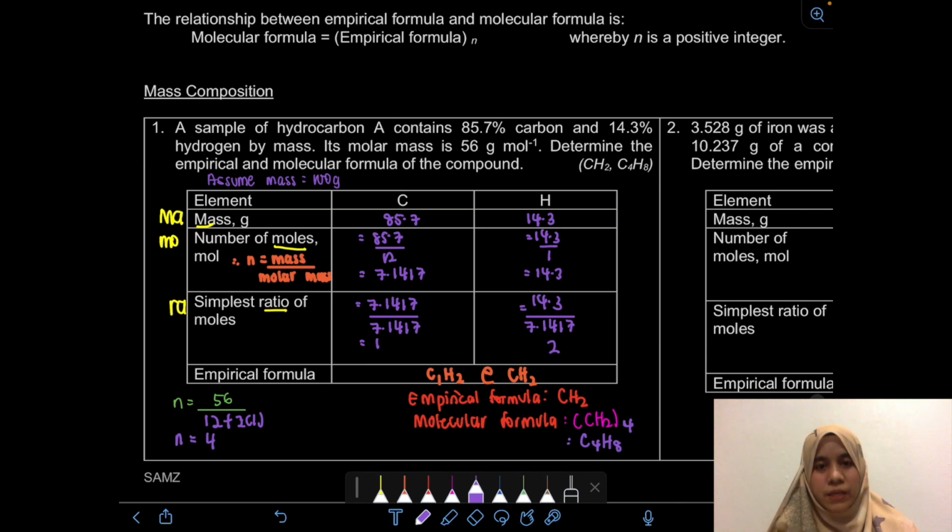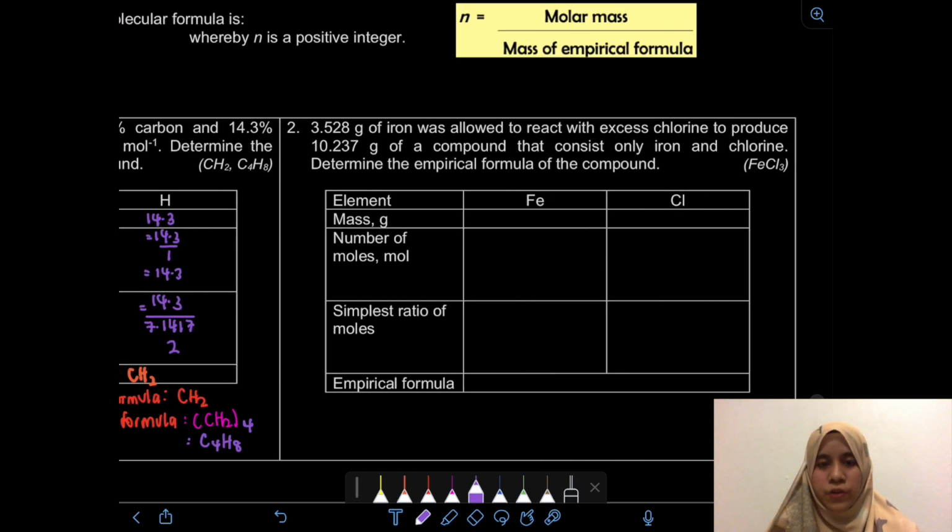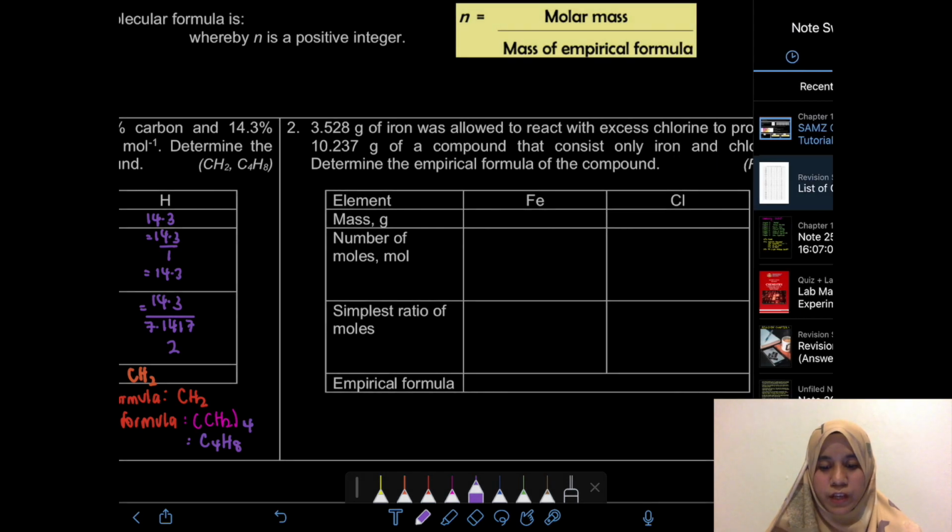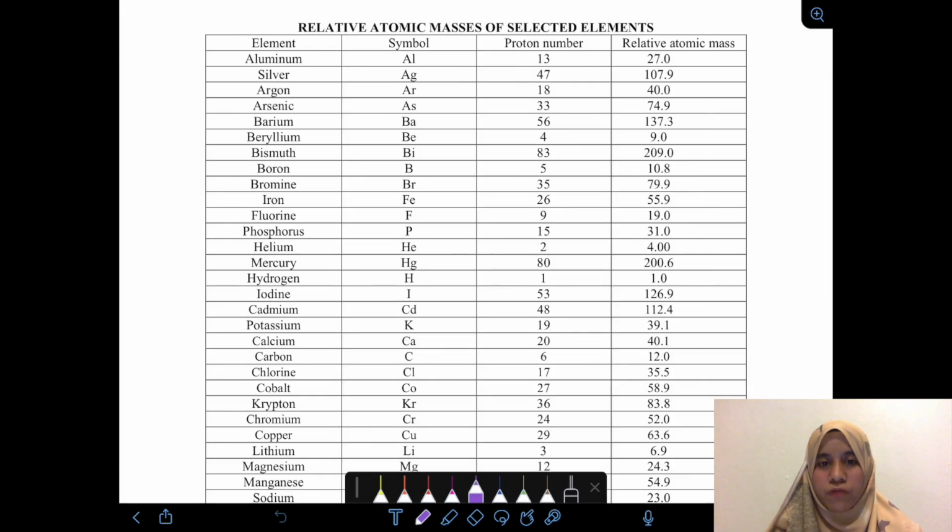Okay, so that's it for question number 1. Pun nak 10 minit dah. So for question number 2, you should try it yourself. Okay, but then untuk molar mass, jangan risau, kita boleh tengok berdasarkan our list of constant.